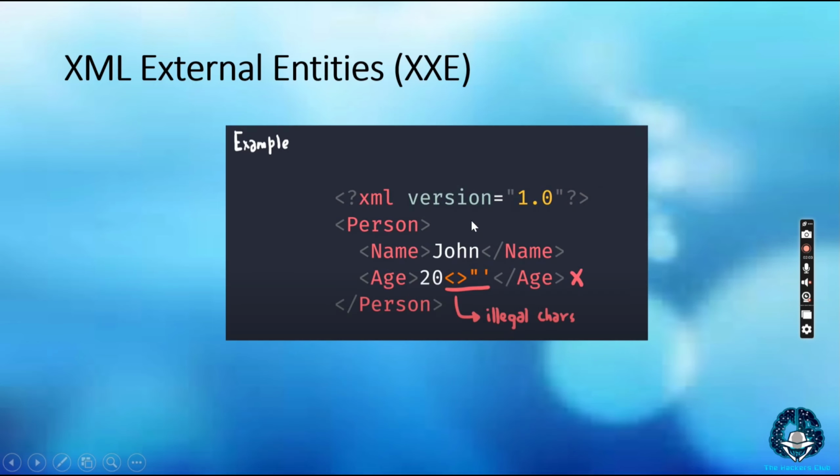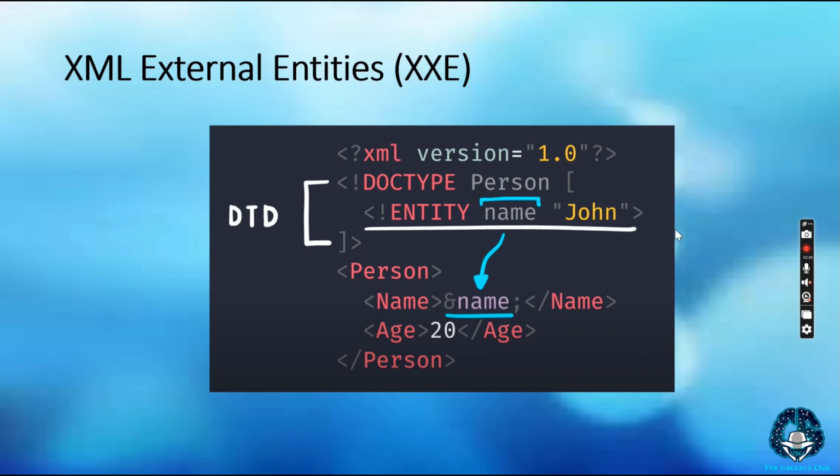This is how an example format looks, and this is a format which is not acceptable. It has special characters like less than, greater than, and double quotes. These are considered illegal characters because the XML parser doesn't know whether to take them as a value or as a special character. So in that case, entities came into the picture.